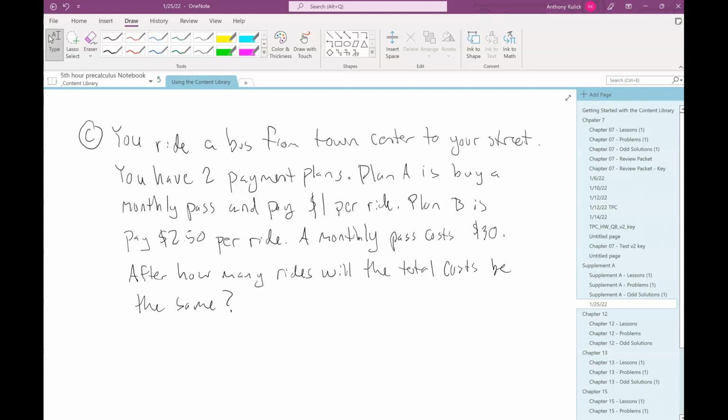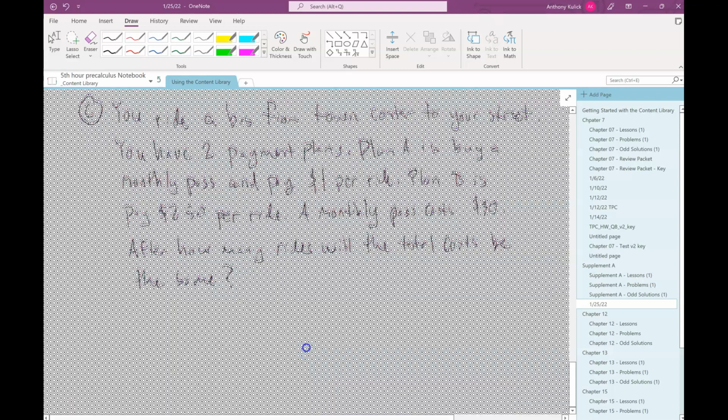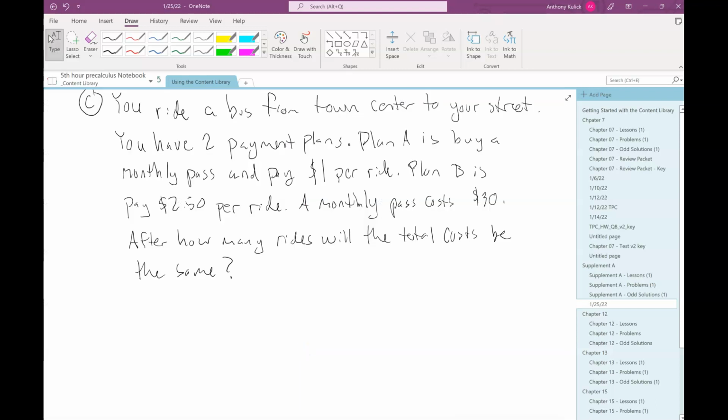So the first thing that I would do when I have a story problem like this is I would try to figure out what are my variable or variables, and what are they representing. So typically the easiest way to figure that out is to look at the actual question part. So if I look at that last sentence where the question mark is, it says after how many rides will the total costs be the same?